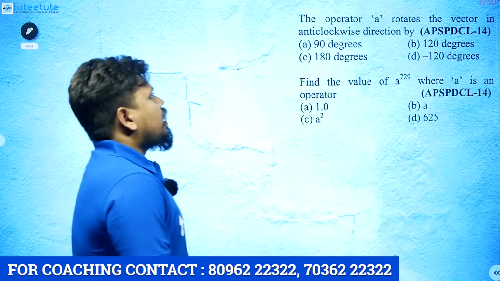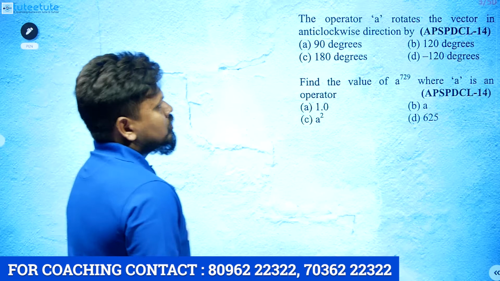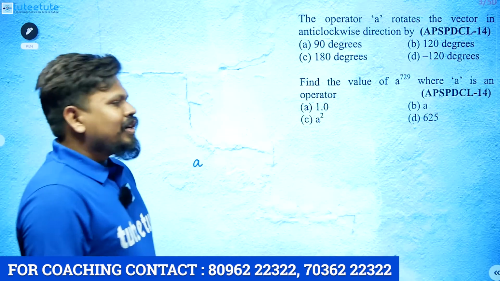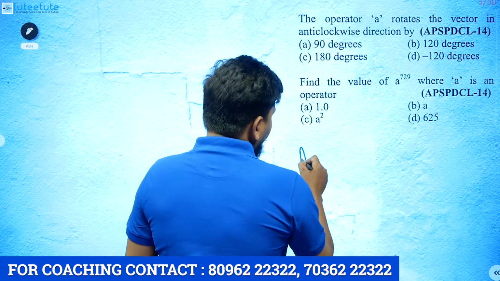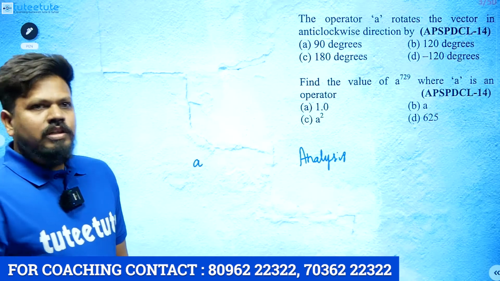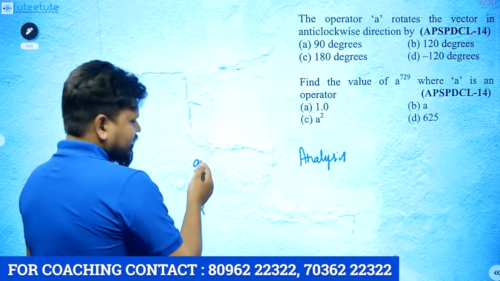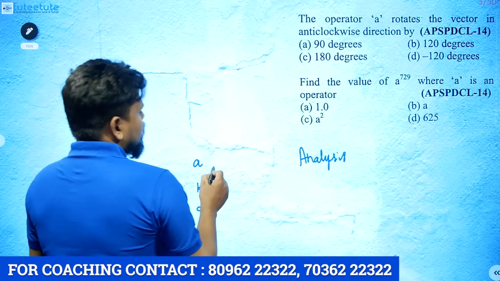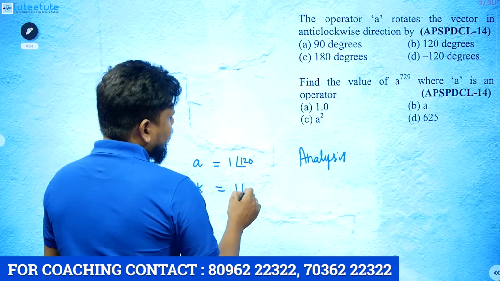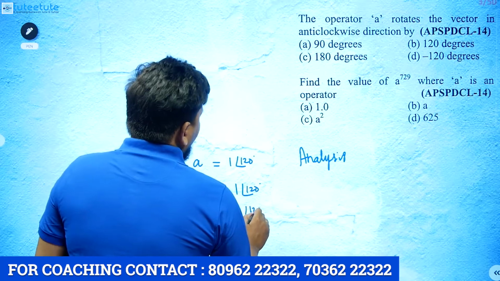Next question: the operator a rotates the vector in anti-clockwise direction by? In power system analysis, during fault analysis and per unit, we will be giving the parameter a or k or alpha, anything is the same thing only. So a is nothing but 1 at an angle of 120 degrees, or k is nothing but 1 at an angle of 120 degrees, or alpha is nothing but 1 at an angle of 120 degrees.